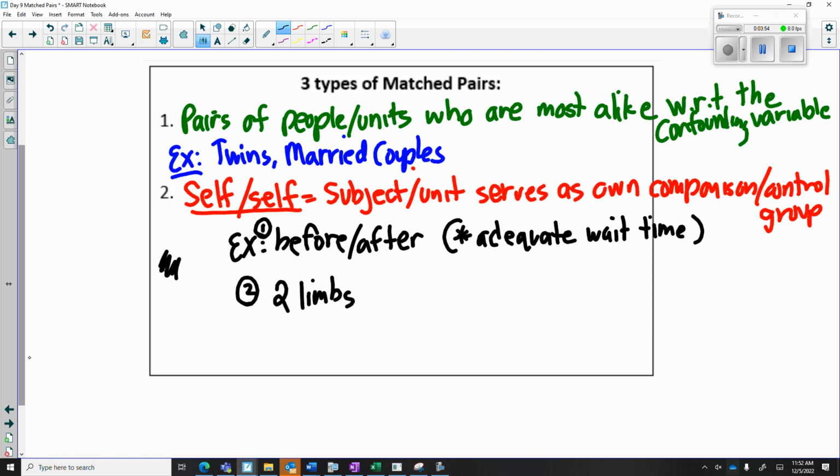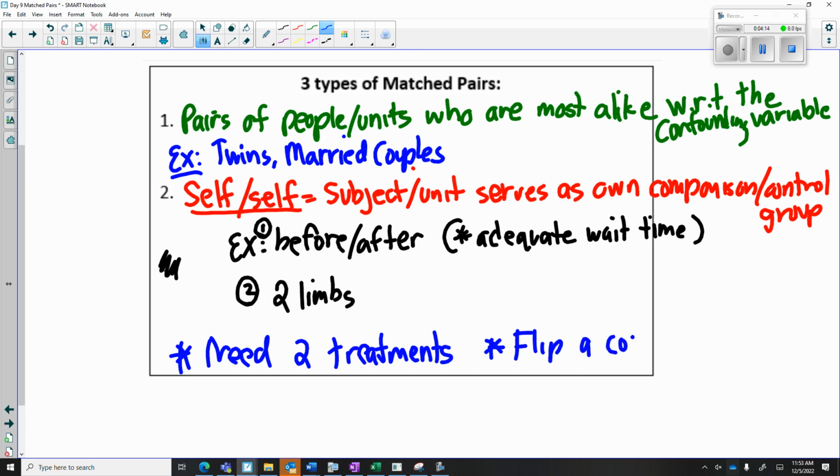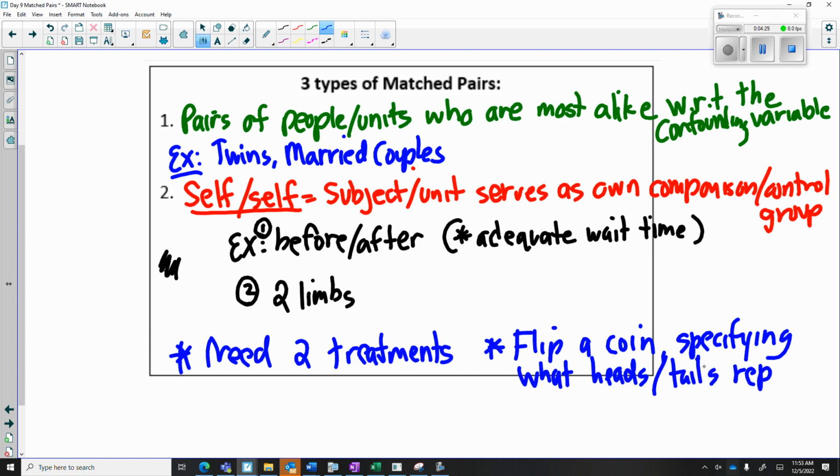So 2 limbs, and then very important, we note with matched pairs, it's important that you need 2 treatments. And also important to randomly assign the treatments, and the best way to do that is flip a coin. You could also use random numbers, but it's easier to flip a coin, specifying what heads and tails represent, meaning which treatments they represent.